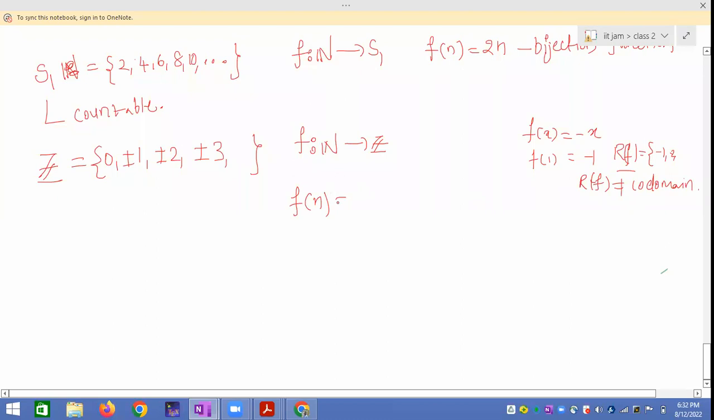Now take this function: f of n is equal to n by 2 when n is even, and minus n by 2 when n is odd. Here, n by 2 does not belong to Z if n equals 1, because 1 is not even.